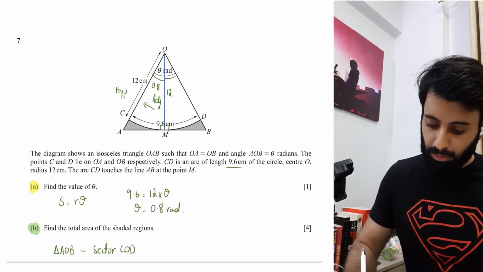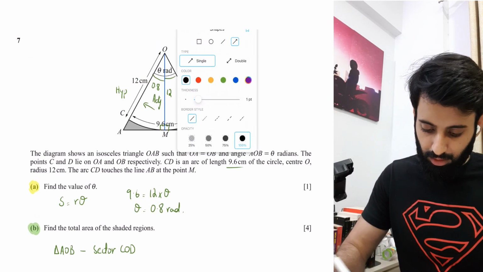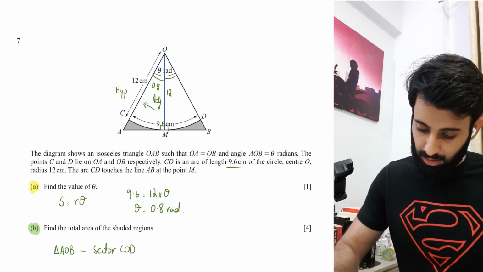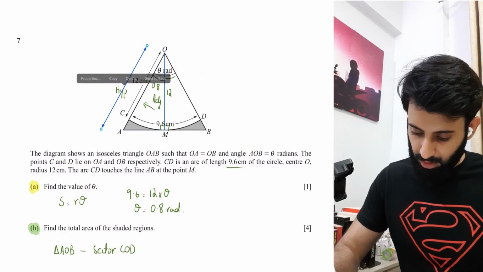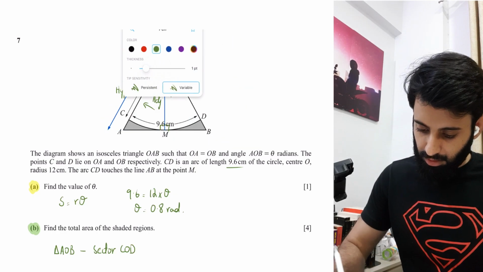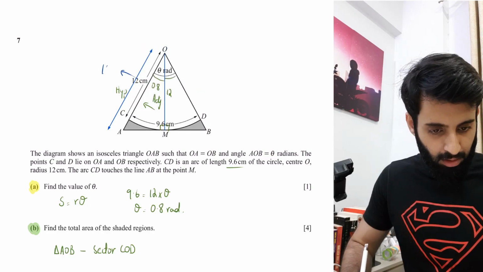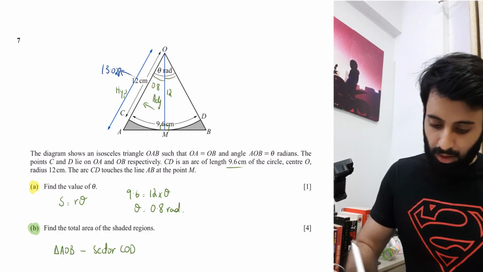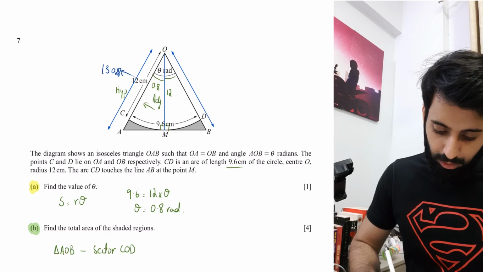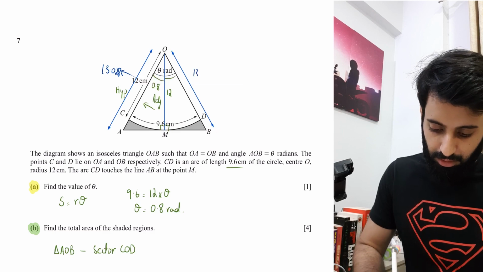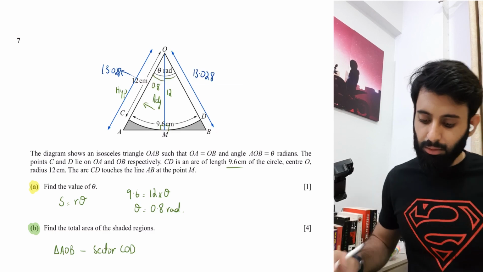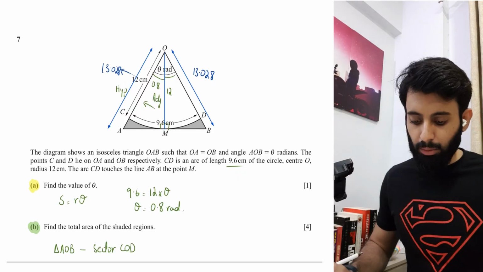So if this is 13.028, this length that you see, folks, is 13.028, which means that this length also will be 13.028. So you can see where we're going with this. We have now what we need in order to work out the area of triangle.